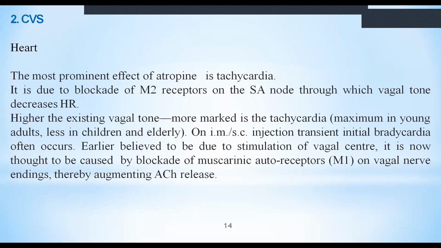On IM or subcutaneous injection, transient initial bradycardia is often seen. Earlier it was believed to be due to stimulation of the vagal center in the brain, and it is now thought to be caused by blockade of the muscarinic autoreceptors on vagal nerve endings, thereby augmenting acetylcholine release. So these actions, especially on the heart, are interrelated to one another.